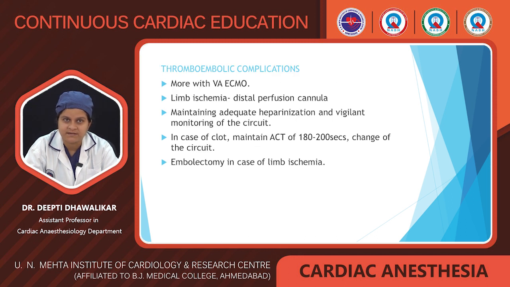Thromboembolic complications are more seen with VA ECMO. If there is limb ischemia, then one can do distal perfusion by inserting a distal perfusion cannula. Maintain adequate heparinization and vigilant monitoring of the circuit to avoid any clots. In case of any clot, the ACT of 180 to 220 seconds should be maintained, and change of that particular circuit component should be considered. Embolectomy in case of limb ischemia.